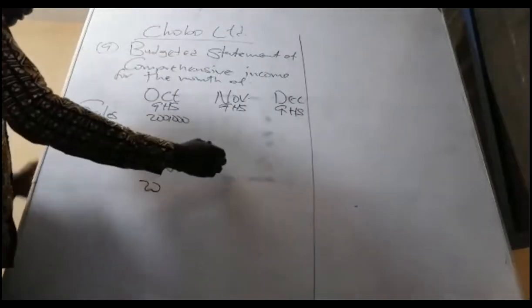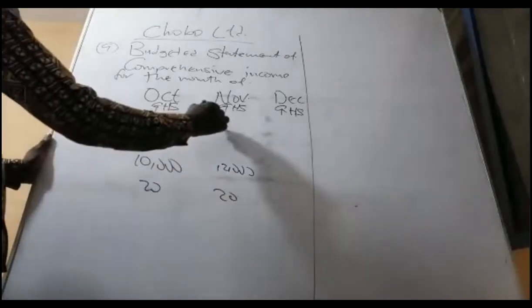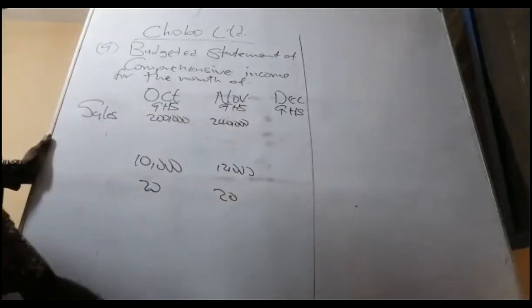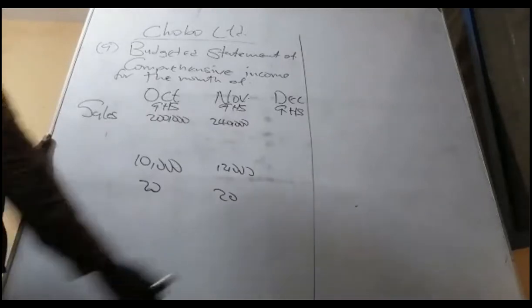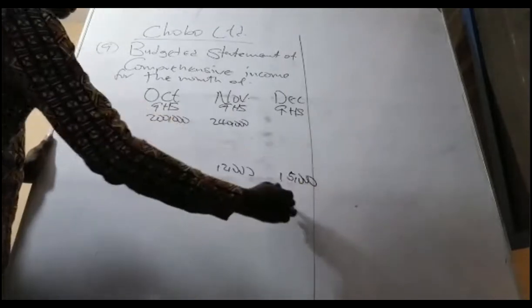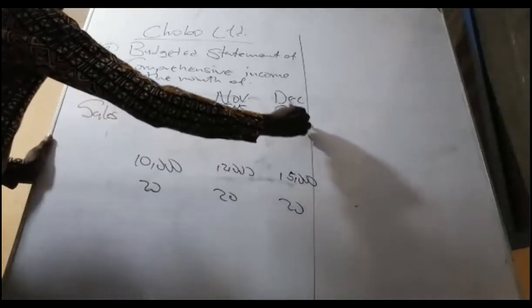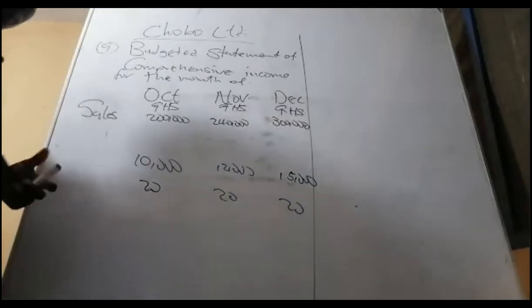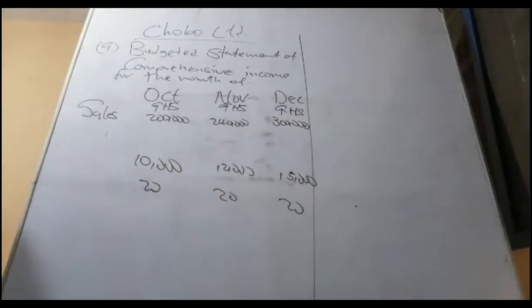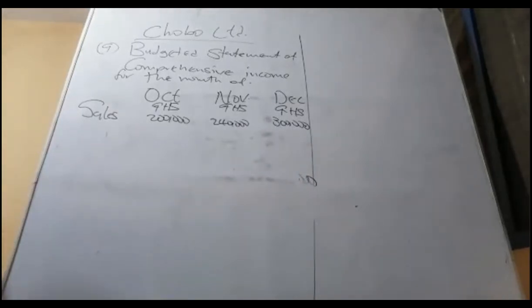When you go to November, the sales unit of 12,000 times 20, so 240,000 cedis. When you go to December, it's 15,000 units. So the selling price is 20, and that will give us 300,000 cedis. You are done. So that is it. Great. So now let's continue the game.